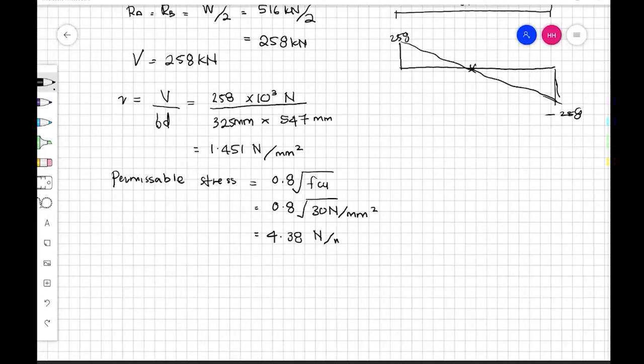Newton over mm square. So when we check here, this permissible stress means what is allowed. Your shear stress at the cross section cannot exceed this permissible stress. Permissible stress is the maximum, you cannot exceed this value. So your V is obviously less than 0.8 square root of fcu, so it is okay.